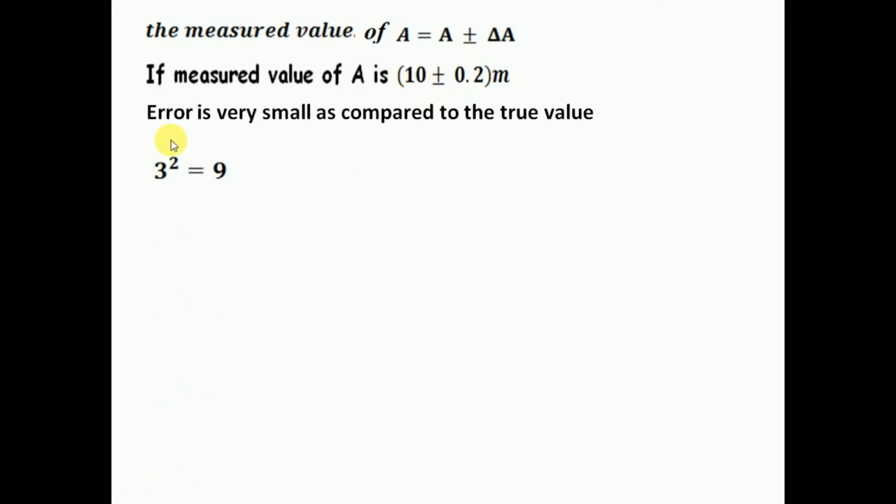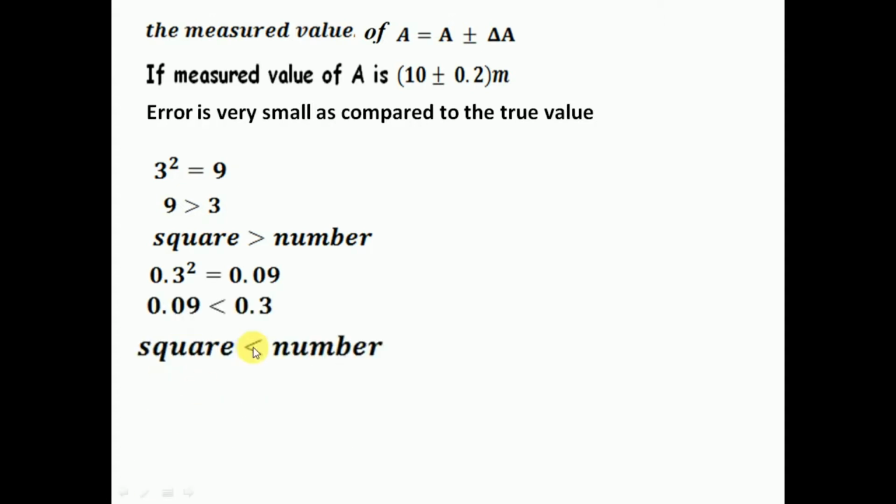Suppose you square a number which is greater than 1, then you will get a number which is more than that number. So 3 square is 9, and 9 is greater than 3. But if you square a decimal number which is less than 1, then you will get a number which is less than itself. Here the square is 0.09 and the number is 0.3, so the square is less than the number, just opposite to this case.